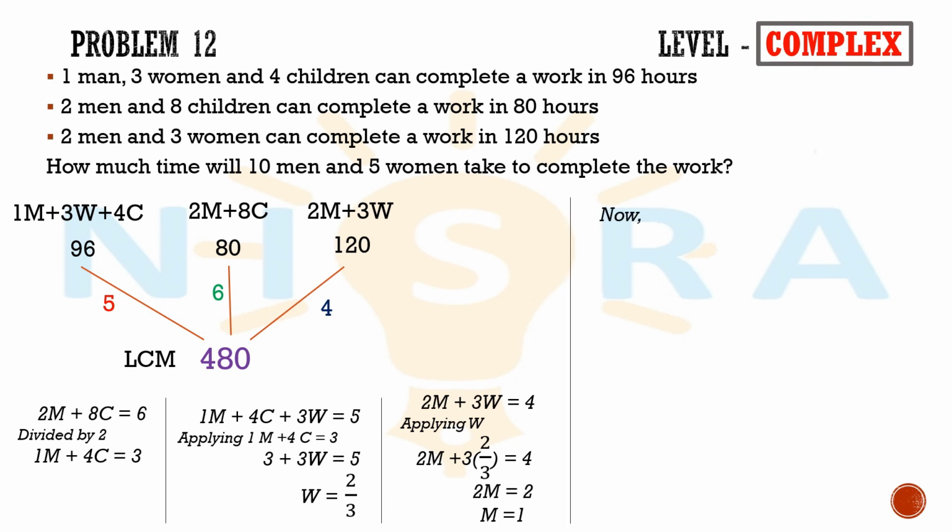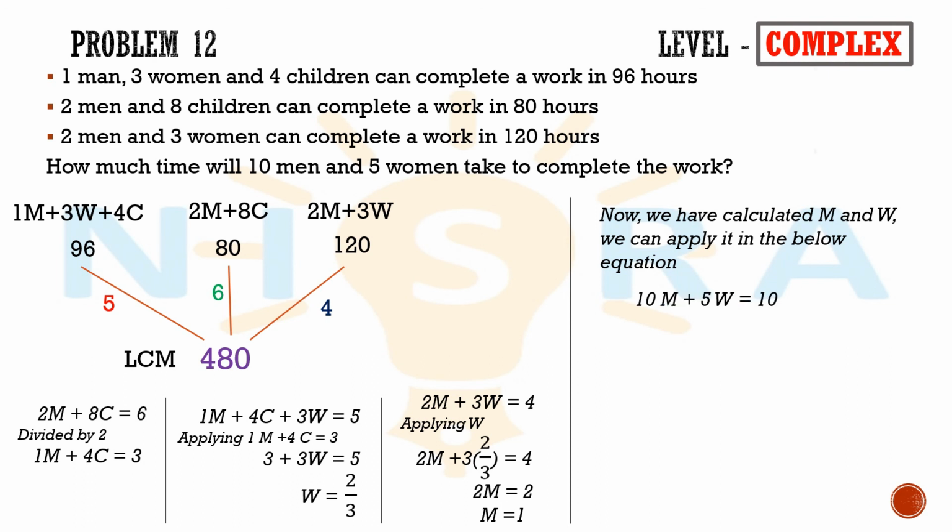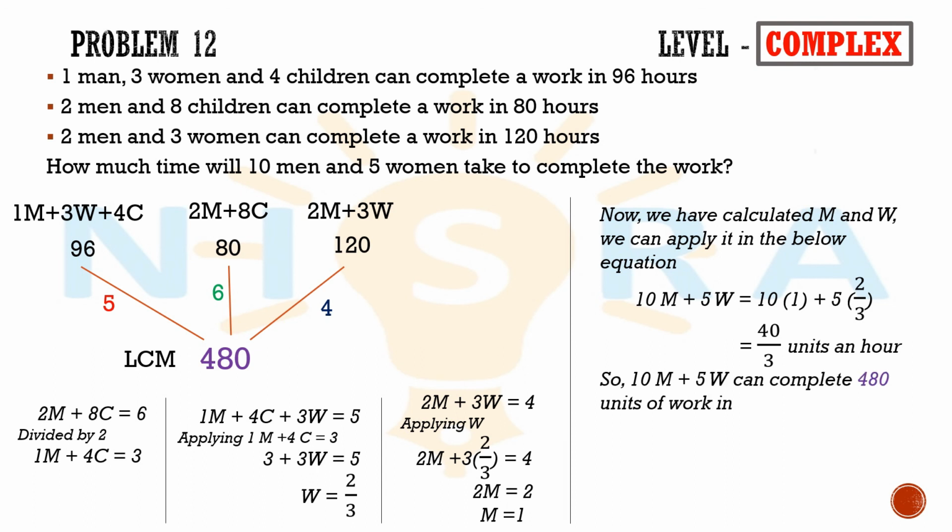Now you have calculated m and w and we can apply it in the below equation. So we have determined that 10 men and 5 women can complete 40 by 3 units an hour. Now, to find out how many hours can 10 men and 5 women complete their work, divide 480 units by 40 by 3, you will get 36 hours.